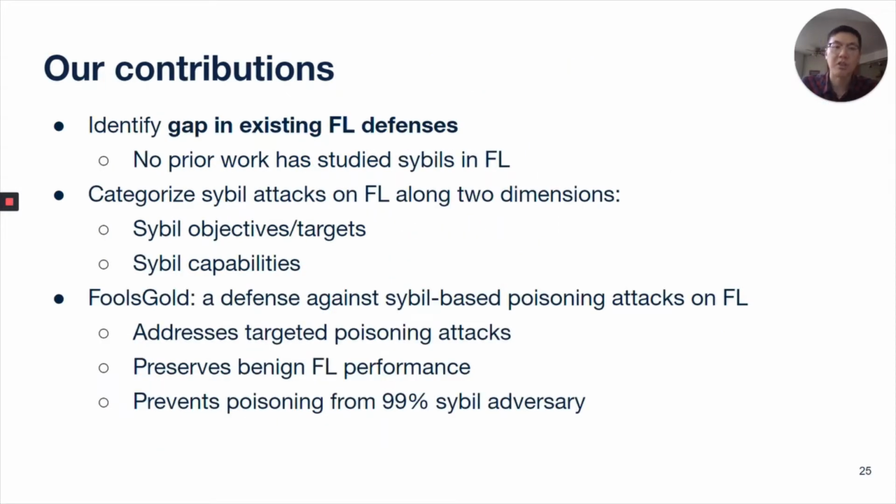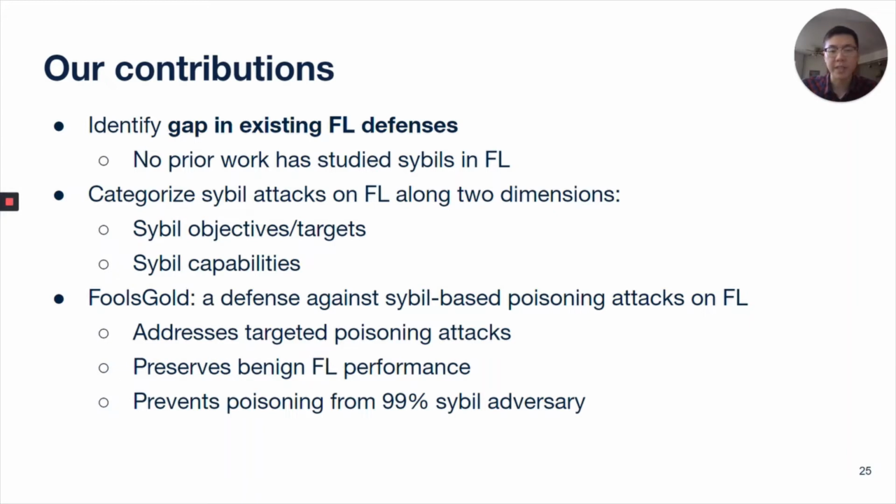Thus, our contributions are, first, we identify this threat to federated learning, and a gap in the existing defenses in federated learning. We show that no prior work has studied the problem of sybils in federated learning, and broadly categorize different attacks and strategies that sybils can use when attacking federated learning. This is done along 2 dimensions: the objective of the adversary when creating sybils, and the capabilities that each of these sybils may have. In the second half of this talk, we will discuss FoolsGold, a novel defense that we've designed against Sybil-based poisoning attacks on federated learning.